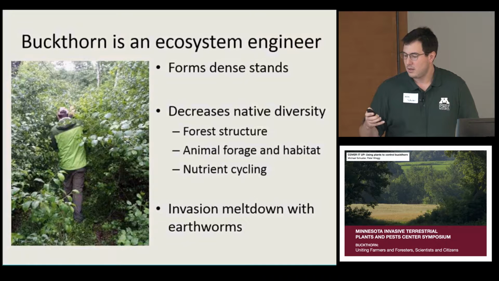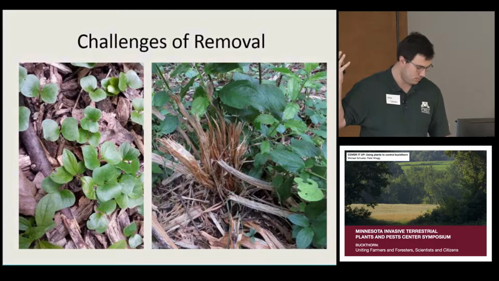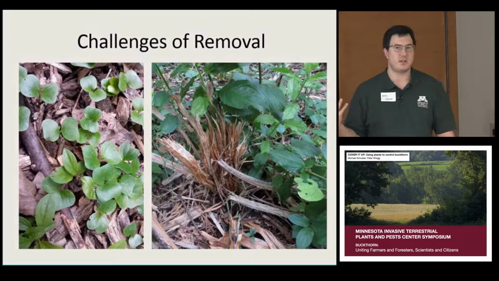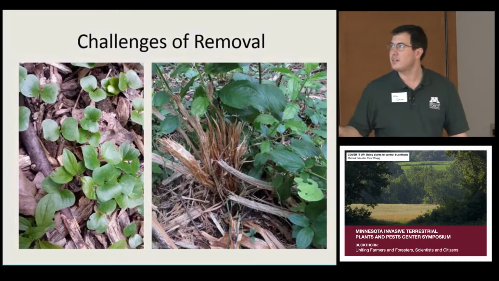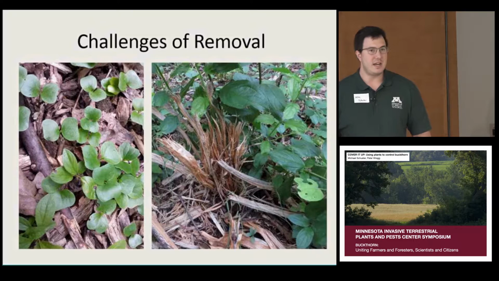And that's because of these guys here: both resprouts from the stem and germinants from the seed bank. Germinants from the seed bank are able to exploit those conditions created by buckthorn removal to rapidly reinvade the system. We talked a little bit about how resprouts come back and the issues that they pose. They're able to grow up to a meter in height within a few months of removal, thus effectively shading out native reestablishment right from the get-go.